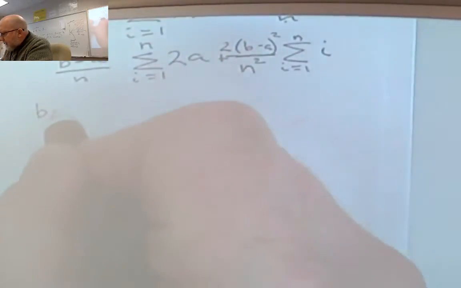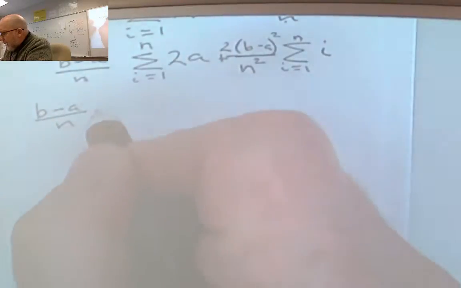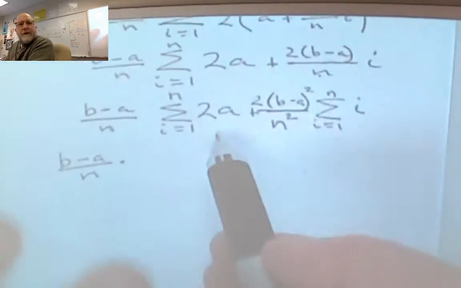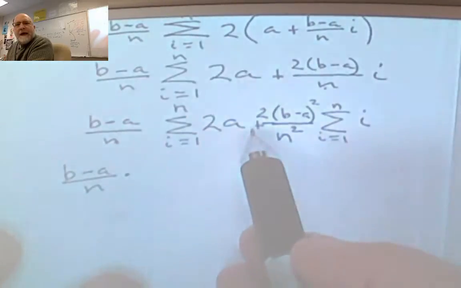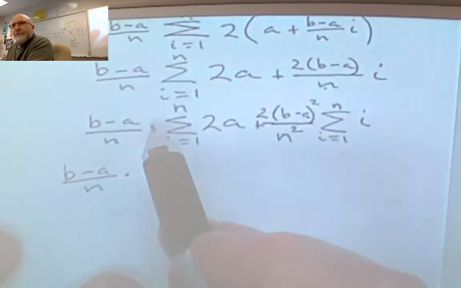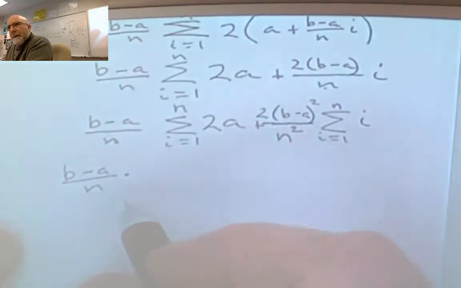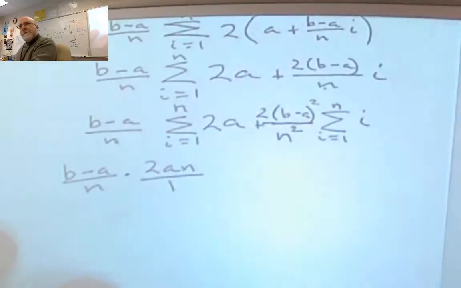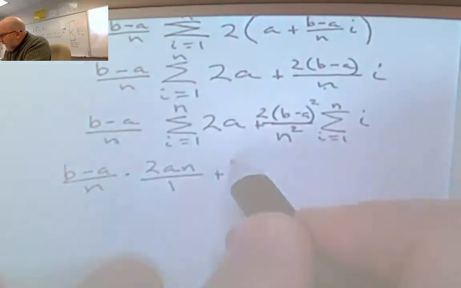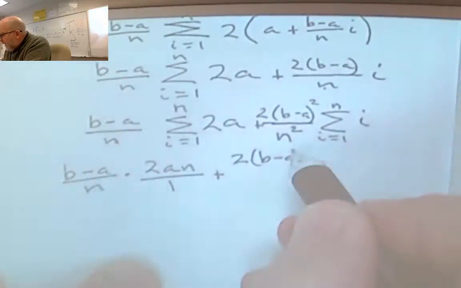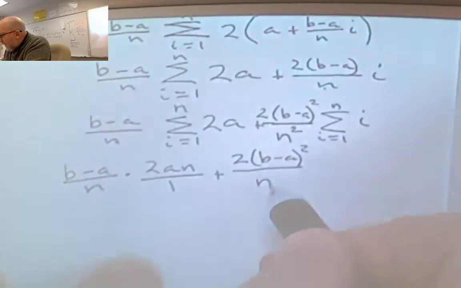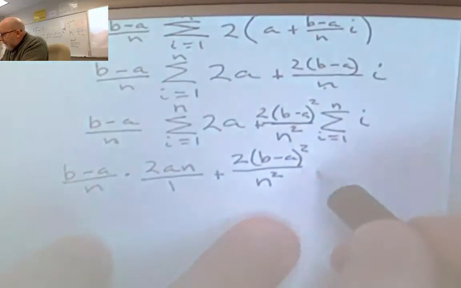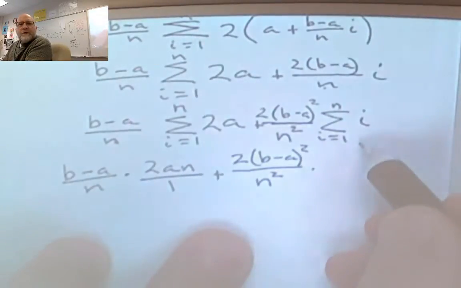So this is b minus a over n times, now let's look at this right here. I have 2a that I'm adding n number of times. What will I get when I get rid of the summation? This is the hard part. It'd be exactly that, 2an. Can I write it over 1? Plus, I got 2 times b minus a squared over n squared times, do you know what that is without looking in your notes?